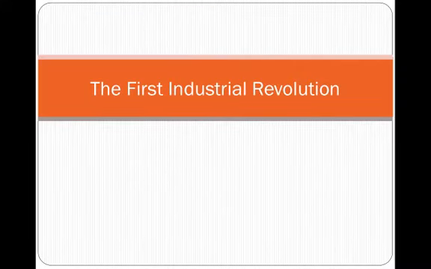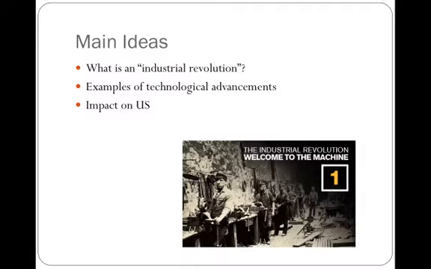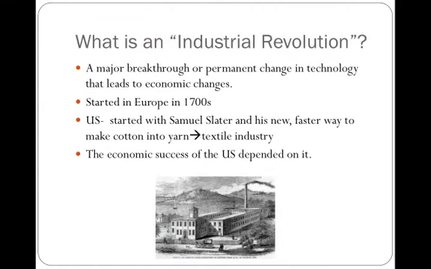Today we will be discussing the first industrial revolution. This is a time period from the late 1700s through the mid 1800s that will transform our nation's economy and propel us to the success of a well-developed nation. The main ideas that we're going to focus on are what is an industrial revolution, and what did this mean for the United States? Examples of technological advancements during this time and the impact it had on the U.S.